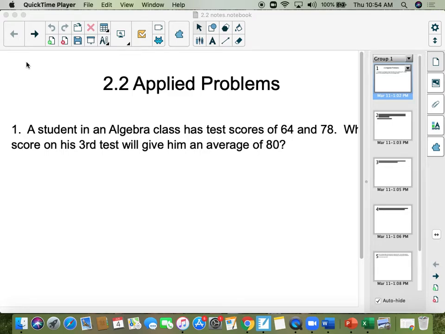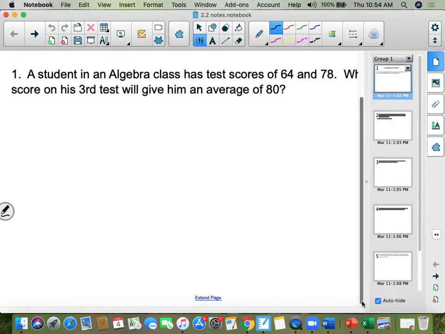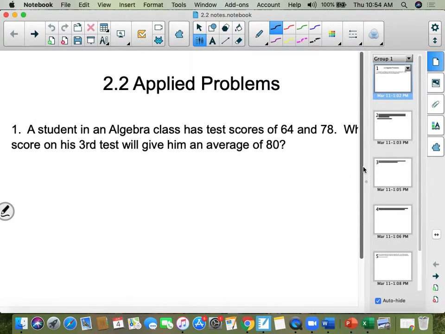2.2 is basically all about story problems. So we'll just start doing them and see how well you do. A student in algebra class has test scores of 64 and 78. What score on his third test will give him an average of 80?